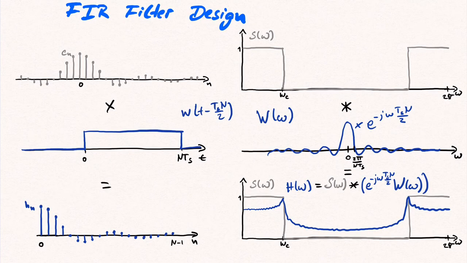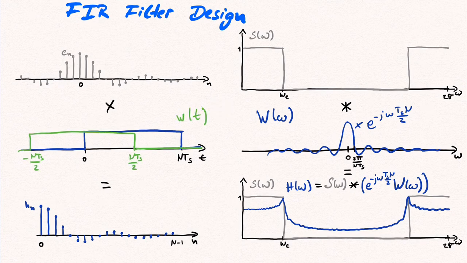So H of omega is the convolution of the purely real-valued specification S of omega, and e to the power of minus j omega Ts N half times W of omega, where W denotes the window function, which is here a rectangular window. Convolving a purely real signal with a complex signal, due to the multiplication with a complex exponential here, creates phase distortions, which explains the very poor performance of our filter H of omega compared to the ideal specification S of omega. So as I said earlier, this filter design of taking the first N coefficients Cn is not the best choice, as it corresponds to using an asymmetric window.